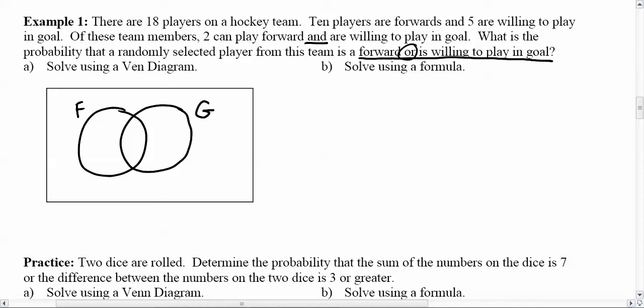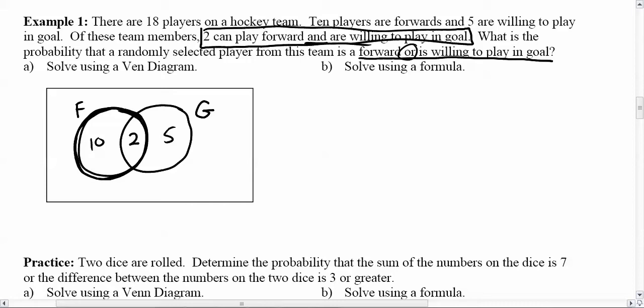Now, quite often what I see my students doing is they'll say, okay, there's 10 forwards and there's 5 in goal. But this is not correct because there might be some people in the middle. And the F circle means that everything in this left-hand circle has to add up to 10, including the stuff in the middle. So always put your value in the middle first. And then that's right here. 2 can play in forward and are willing to play in goal. So 2 is what they have in common.